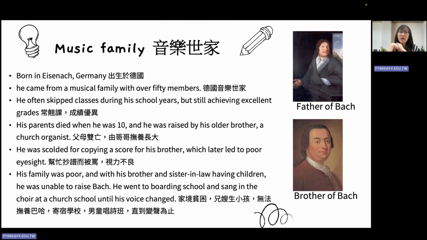And young Bach was scolded for copying a score for his brother, which later led to poor eyesight. You know, they didn't have light, okay? So if you wanted to copy something, you needed to handwrite it. So he needed to do this when all of his family was asleep. He would go to the room and copy those notes. That's why he got this poor eyesight.